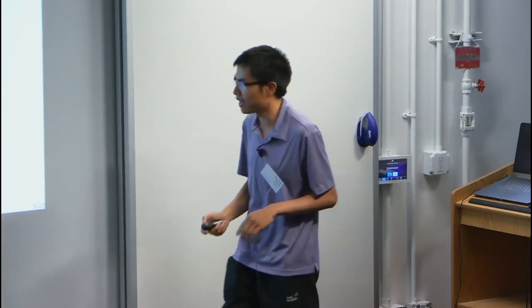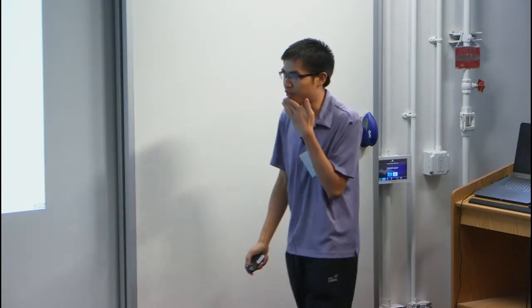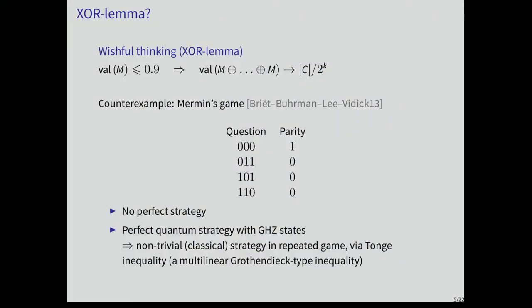Something like that is true if k is 1 or 2, for one-player games and two-player games. You can prove that it is true. But I found it quite surprising that for three-player games and more, this statement is false. There is a counterexample pointed out by Briët and others, known as the Mermin game in the quantum games literature. And this game is very simple. There are only 4 possible questions. It is a three-player game.